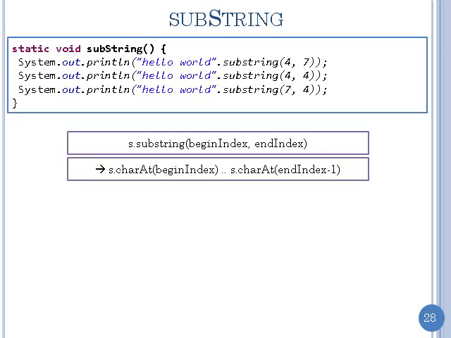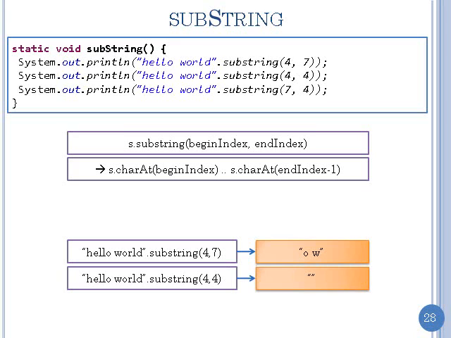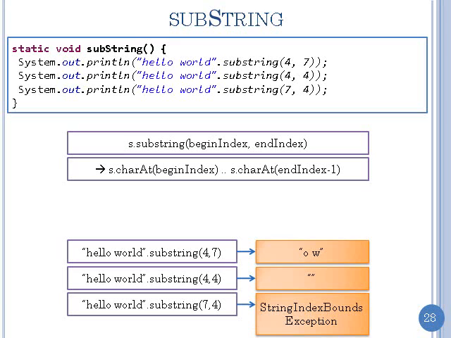Okay, begin index and end index. So basically you get all the characters from begin index to end index minus 1. So this is going to give you this. This is going to give you nothing. Okay, just between quotes nothing. Okay, it's a null string. And this is going to give you an error. And errors in Java are called exceptions. Okay?